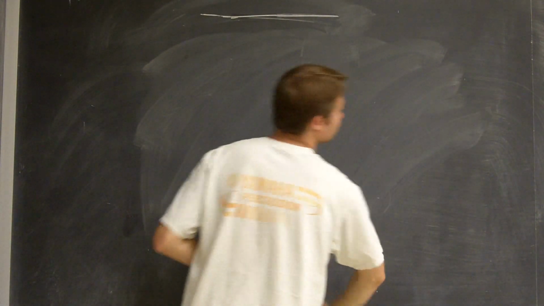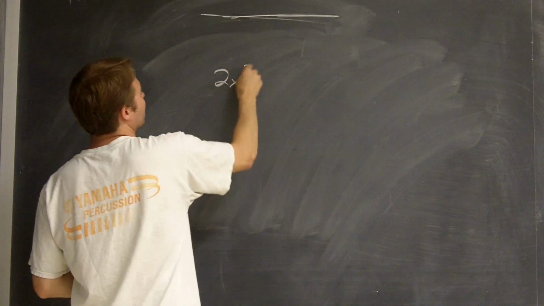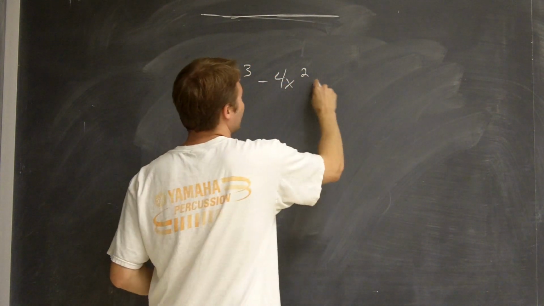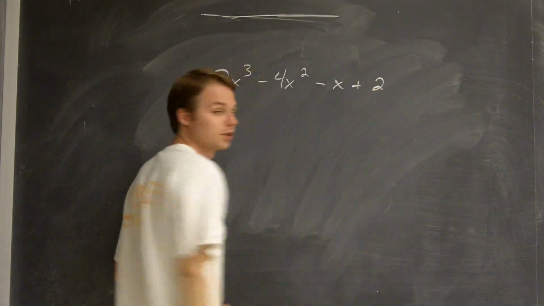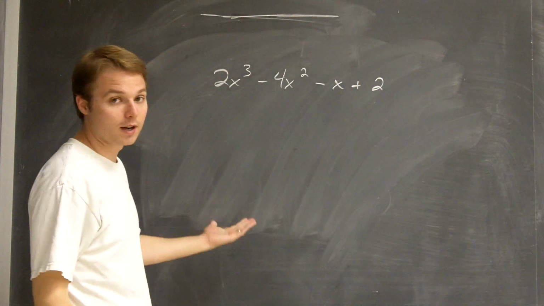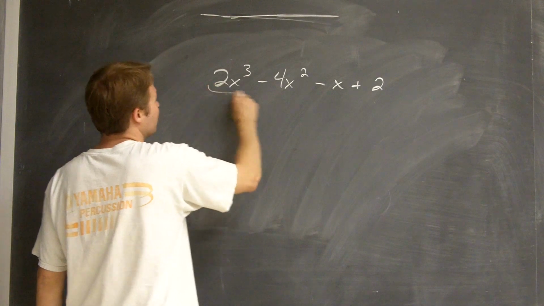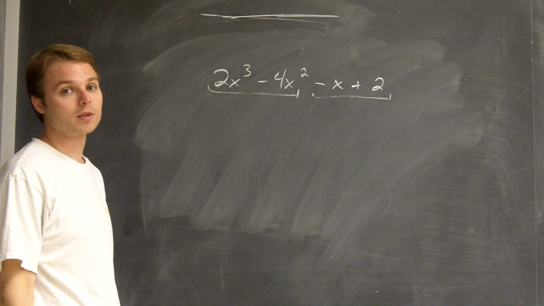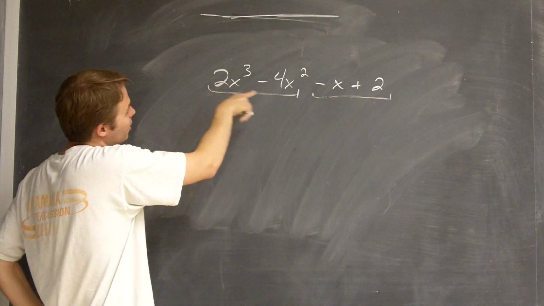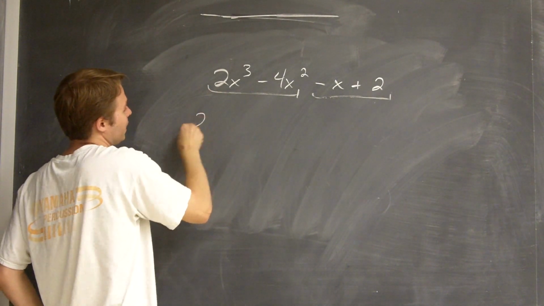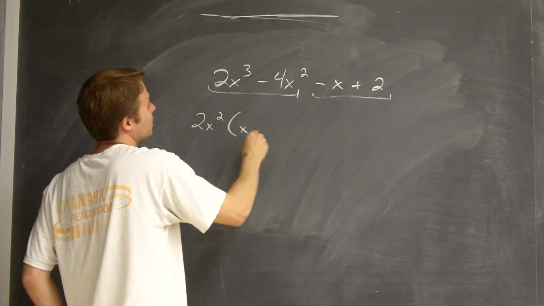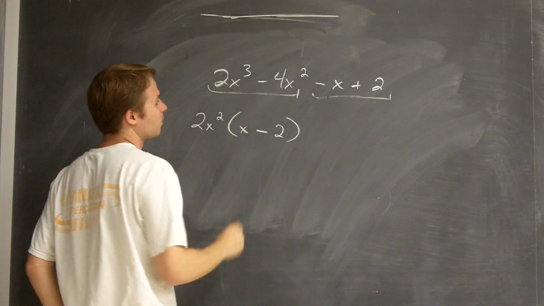Let's try another one. This one, 2x cubed minus 4x squared minus x plus 2. Again, I'll just try the natural grouping first. So I'll try grouping these two together and these two together and see if this comes up with something that will help me. So 2x cubed minus 4x squared, I can pull out a 2x squared from both of these, and that'll leave me with an x minus 2.